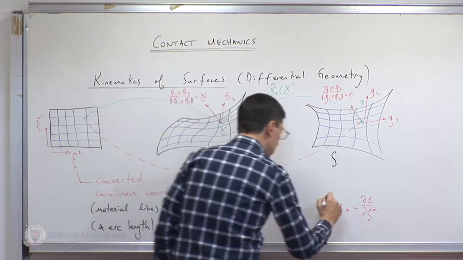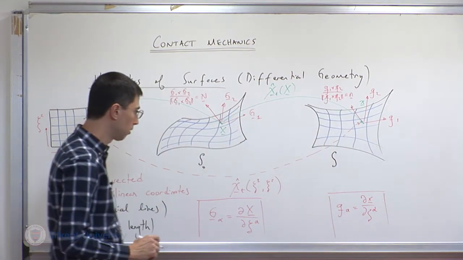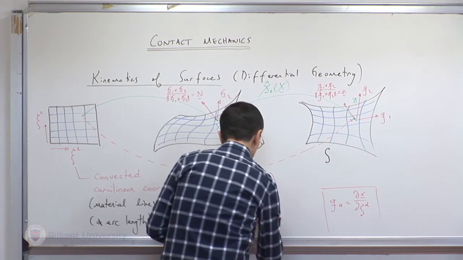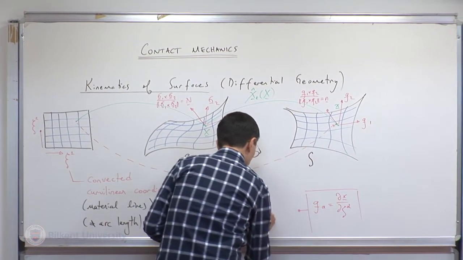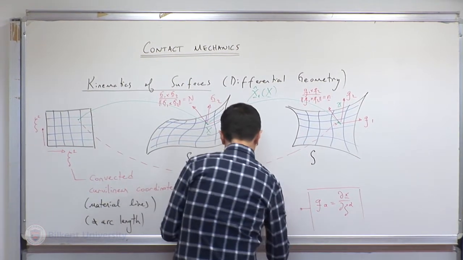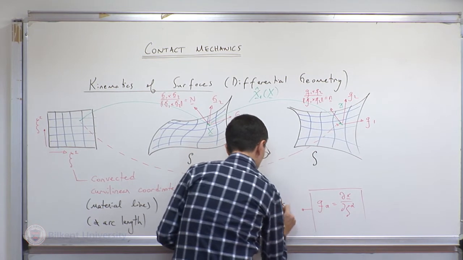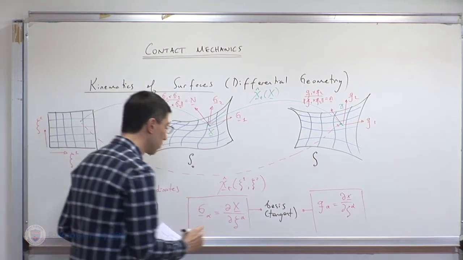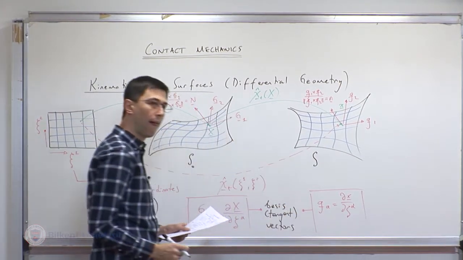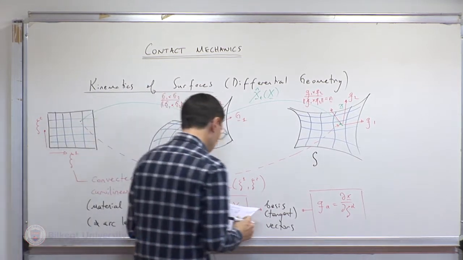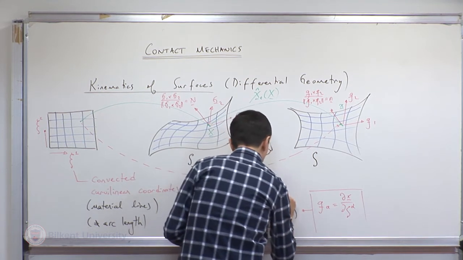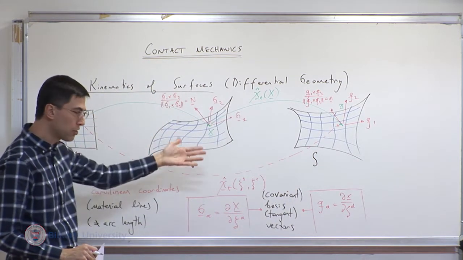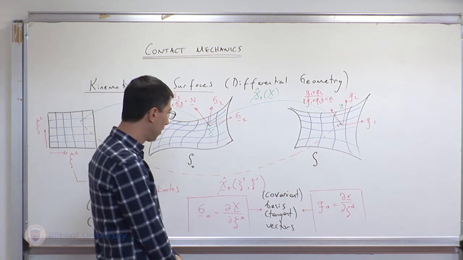Now, the normal is also important, but these vectors are particularly important. These are called basis vectors, which are tangential to the surface. But there is an additional name attached to them. They are called covariant basis vectors, because there's another type of basis vector that we will talk about.